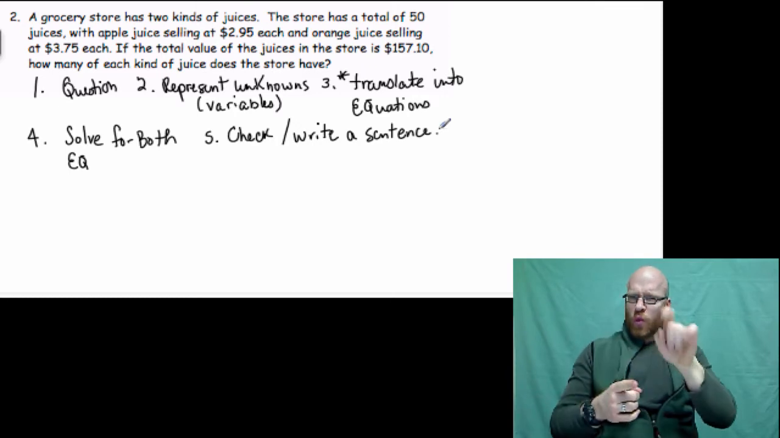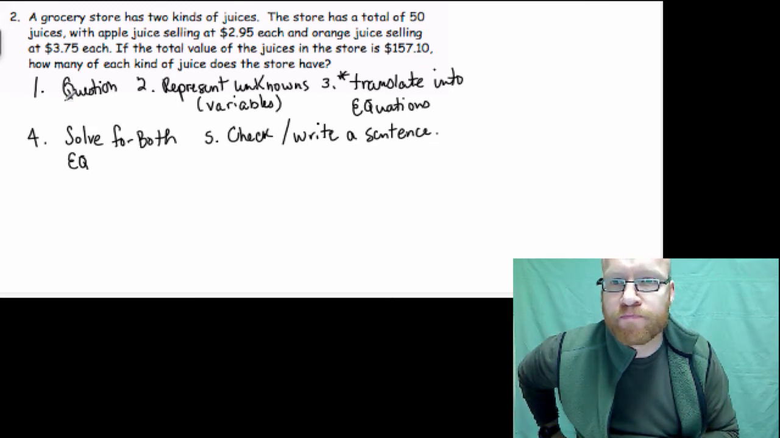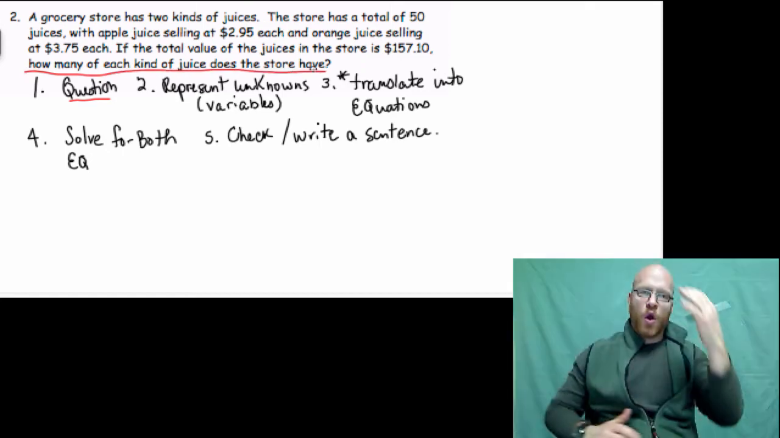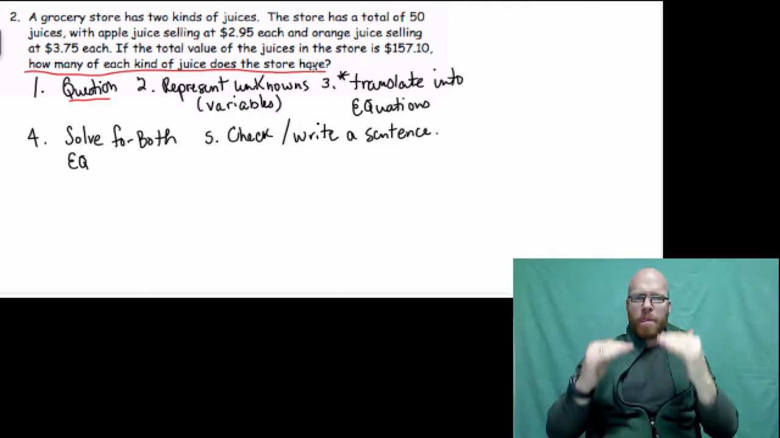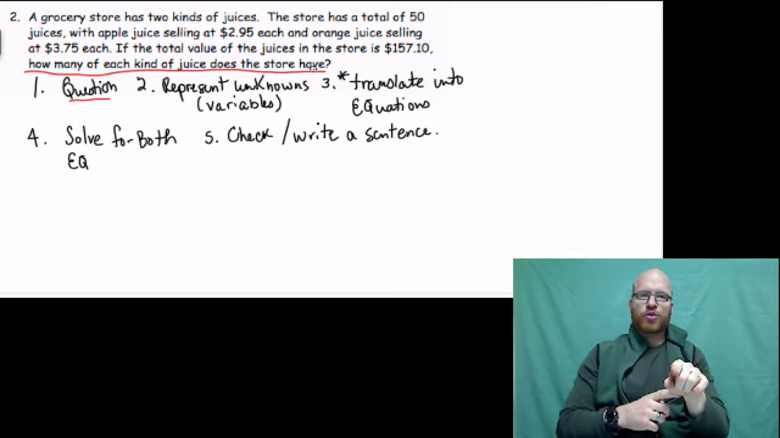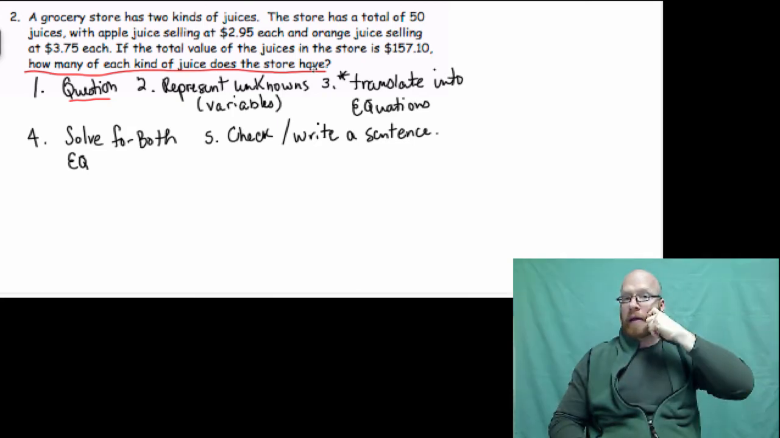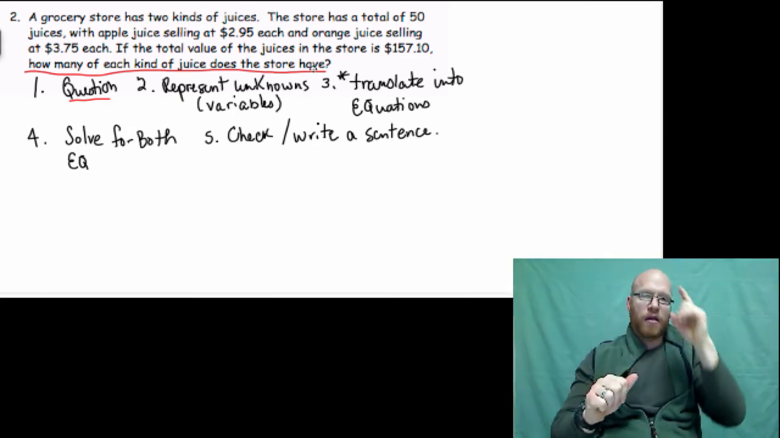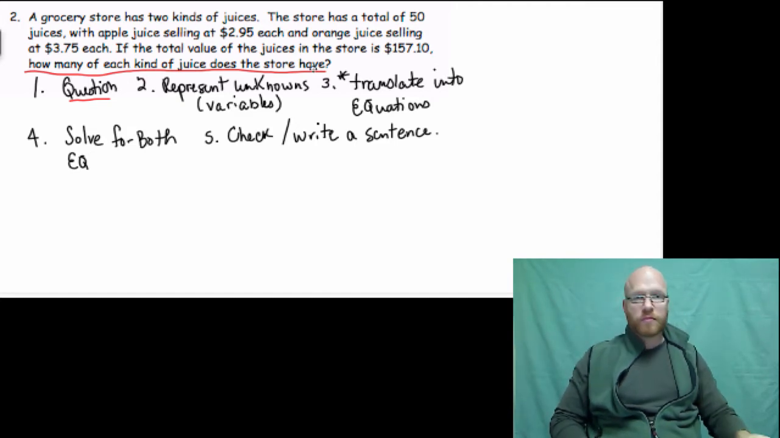What's the question? What's the problem asking us to find? We want to know how many apple juices and orange juices we have. How many of each? Those are our unknowns. Now using variables, I use letters that will make sense in the problem we're solving. I'll use A for apple and OJ for orange juice. I don't want to use O because it looks like 0. So we'll use that.